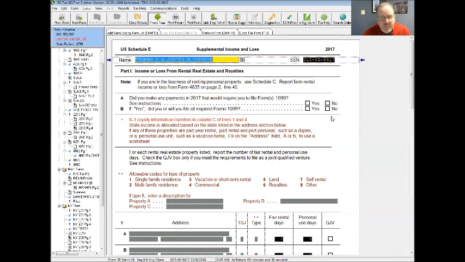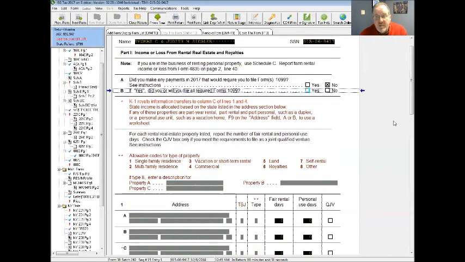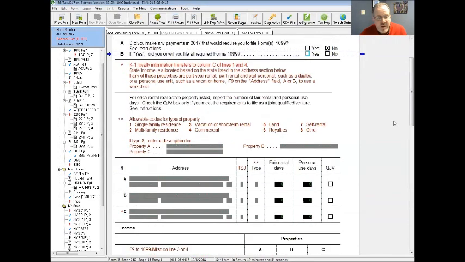Okay. First things up here, did you make any payments in 2017 that require you to file a 1099? You know, if I'm paying somebody to do snow removal for several properties, I might have issued them a 1099 if it was over $600, okay?